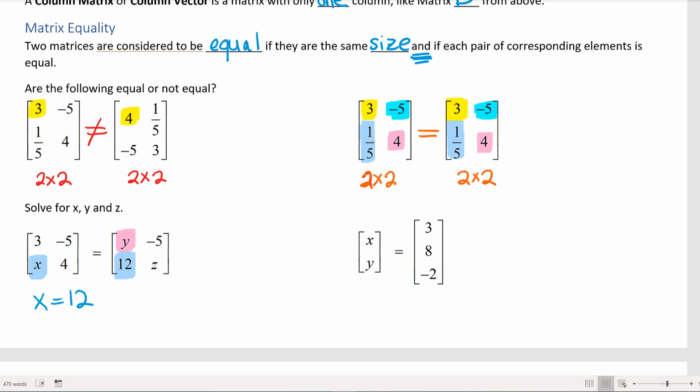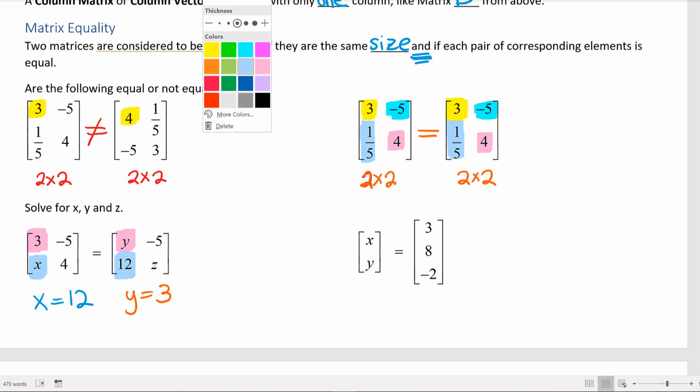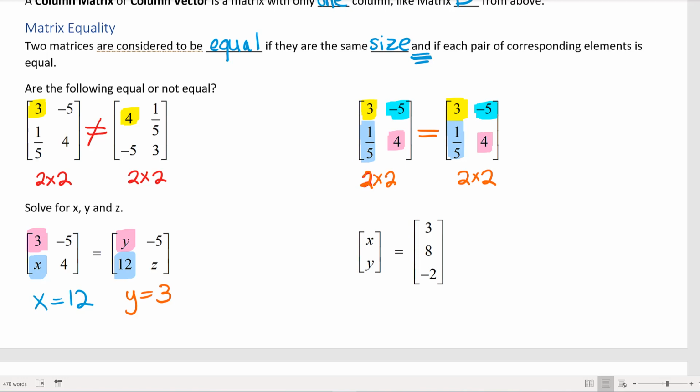Now I'm going to try to find y. Y is in the first row, first column, so I look at its corresponding elements in the other matrix. And so on this problem, y is equal to 3. And then our last one, I'm looking for z. The corresponding element for z is 4, so therefore I know that z is equal to 4. So I've solved for x, y, and z.